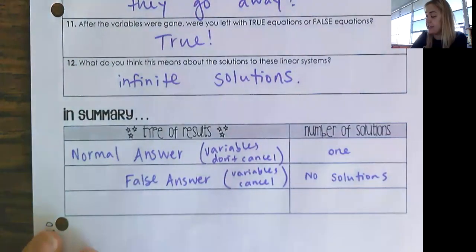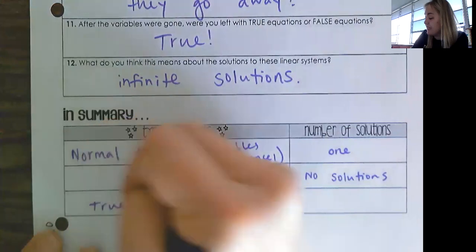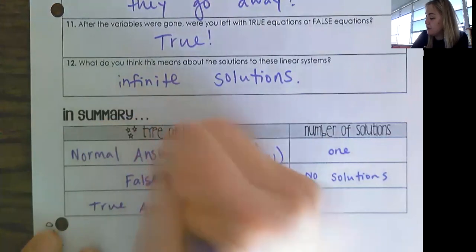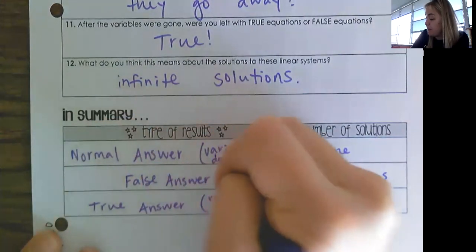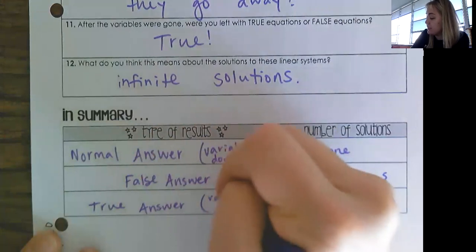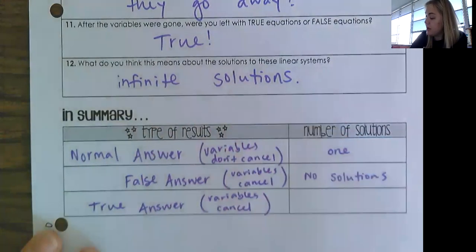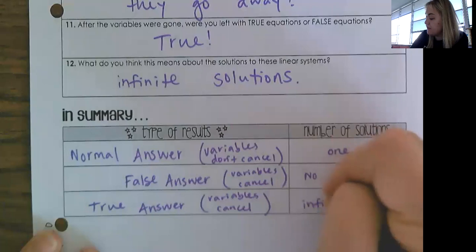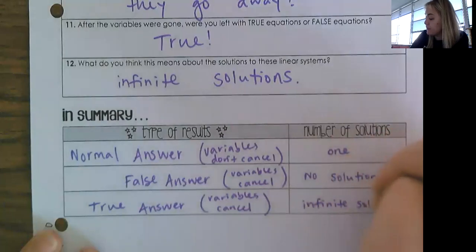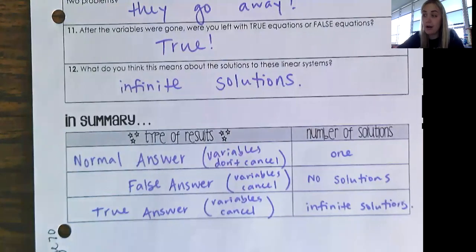Okay, the third kind of answer that we saw was a true answer. But remember, the variables canceled. And this was infinite solutions. So we're going to see those 3 things inside our work and our homework in these next couple of days. 1 solution, no solutions, and infinitely many solutions.